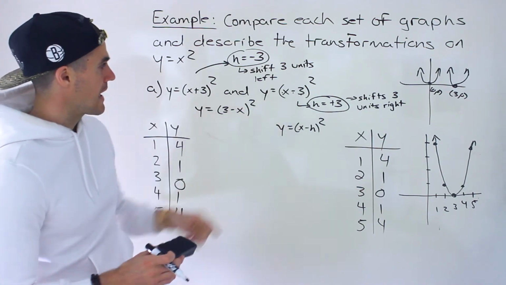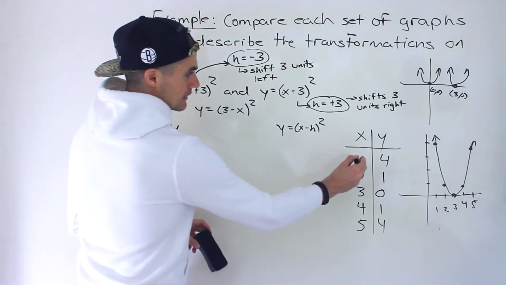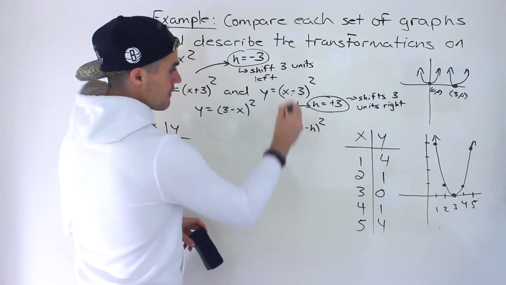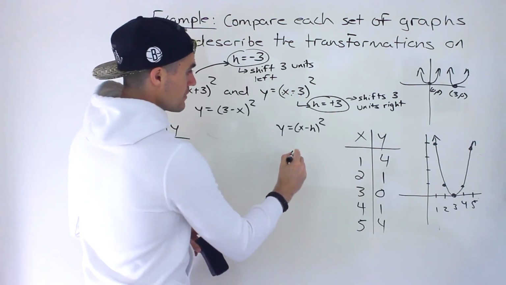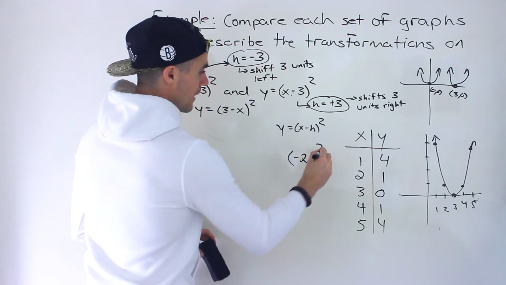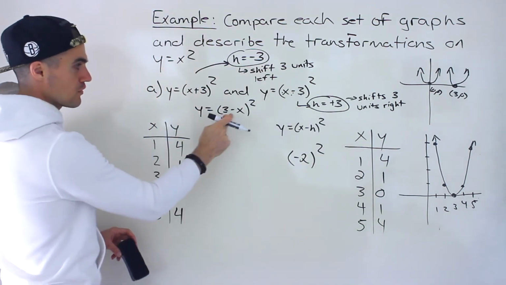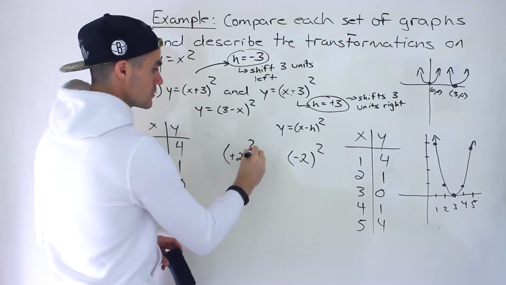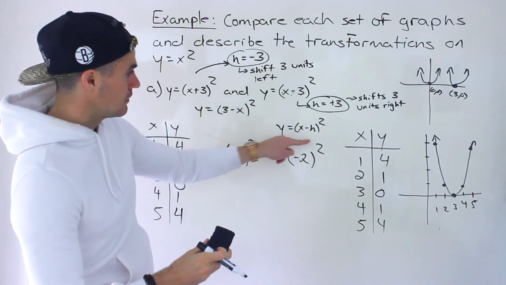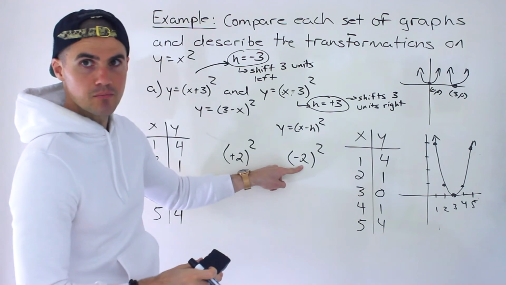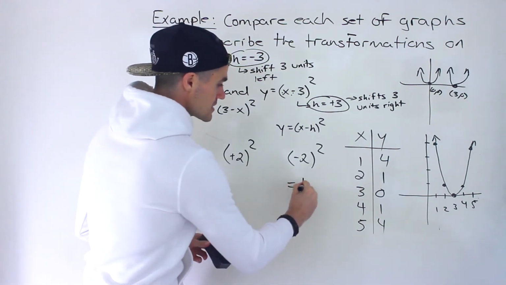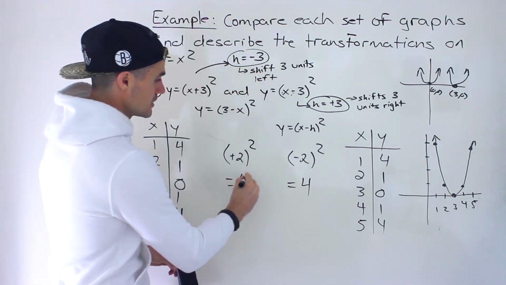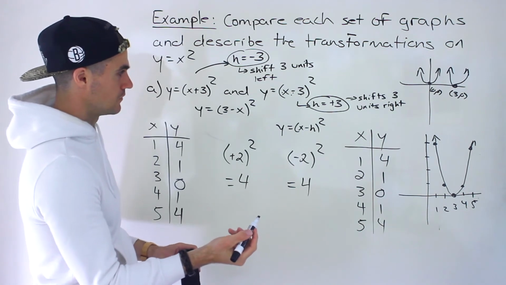Because if you think about it, what's happening is that when we plug in 1 for this graph, we end up with negative 2 to the power of 2. But when we plug in 1 for this graph, we end up with 3 minus 1, which is positive 2 to the power 2. But because we're squaring these, this negative doesn't really matter. It's going to end up being a positive anyway. And then this is going to just be a positive as well.